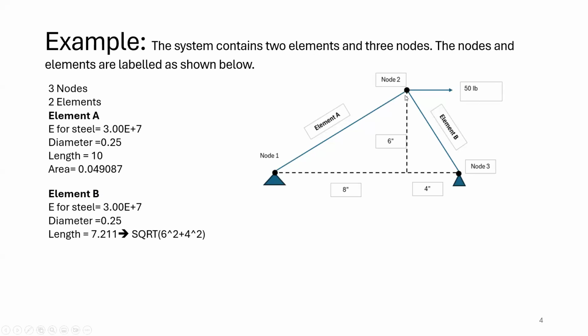For example, if I want to determine the length of element B, you have the 6 inch and the 4 inch, and using the Pythagorean equation, you can determine that distance. By the way, in SolidWorks we don't necessarily need to know all the distances, because SolidWorks allows you to draw this very easily and simply.